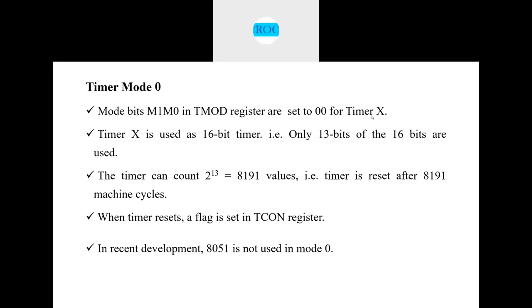Take an example. If it is timer 0, after reset, which flag bit will be set? Here it is TF. If it is timer 0, it will be TF0. If it is timer 1, it will be TF1. That bit will be set after overflow, after the timer is reset, whenever the timer reaches the count 8191 for mode 0.